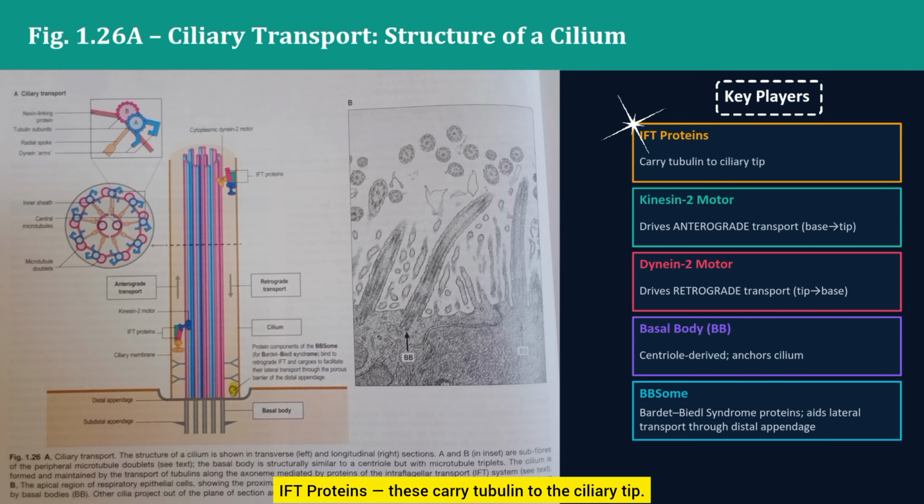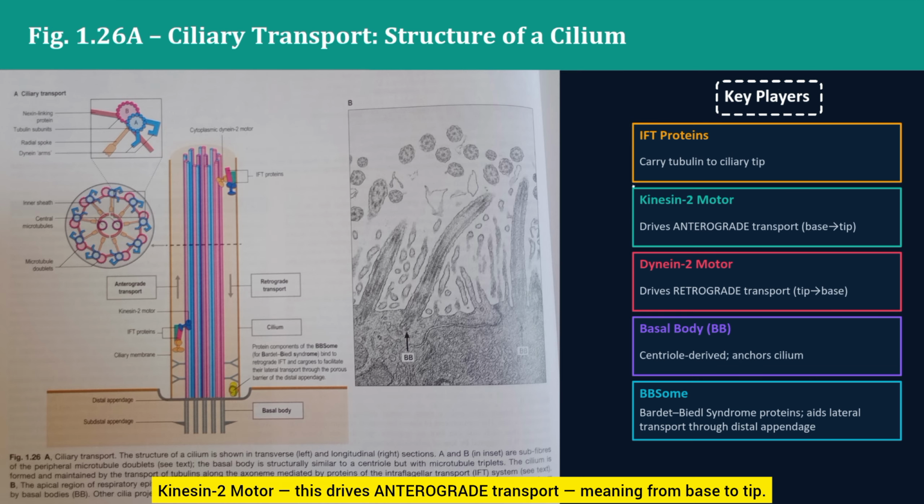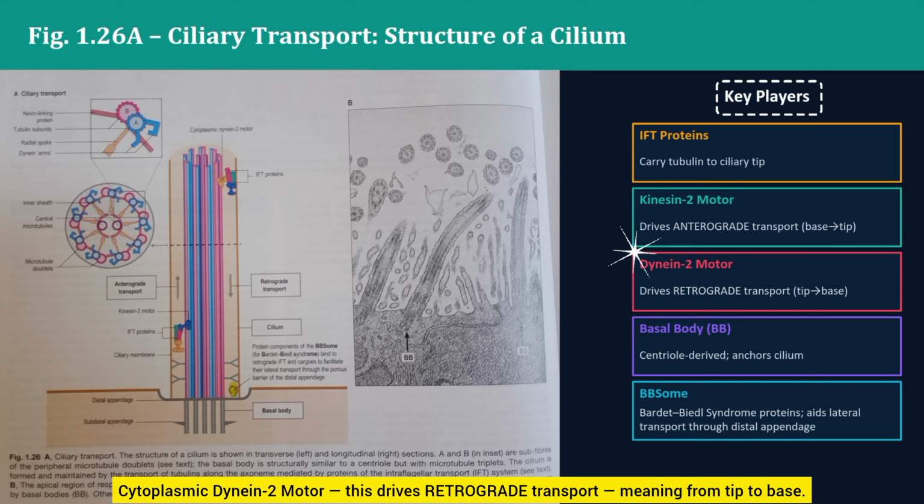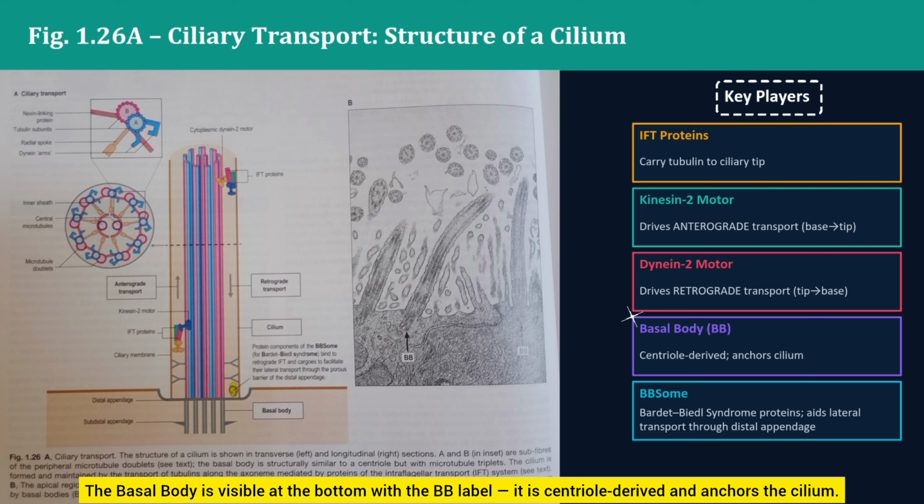IFT proteins, these carry tubulin to the ciliary tip. Kinesin 2 motor, this drives anterograde transport, meaning from base to tip. Cytoplasmic dynein 2 motor. This drives retrograde transport, meaning from tip to base. The basal body is visible at the bottom with the BB label. It is centriole-derived and anchors the cilium.